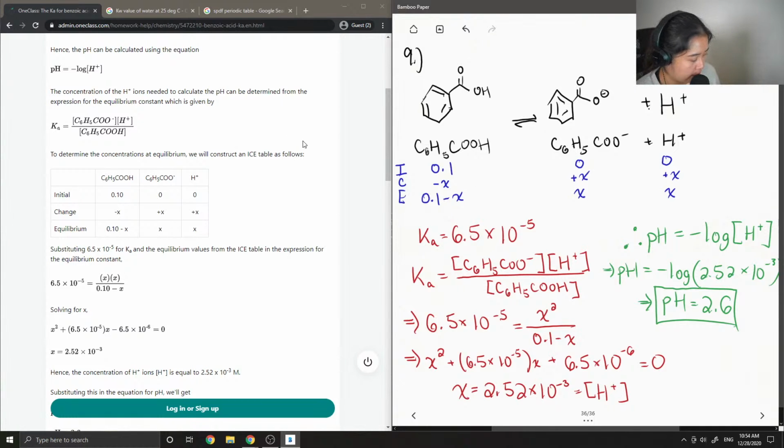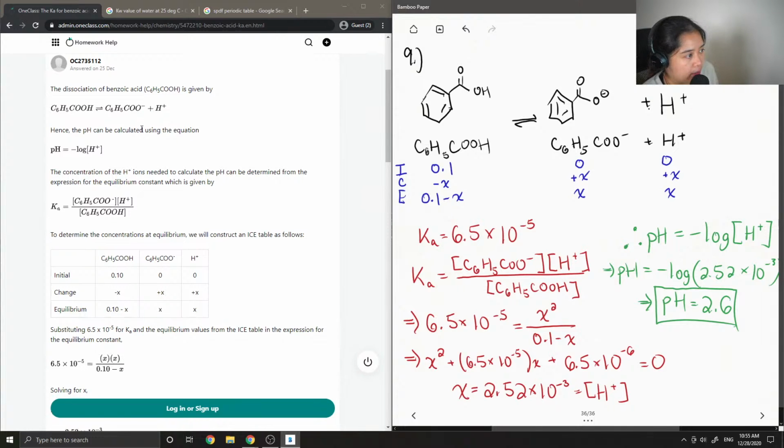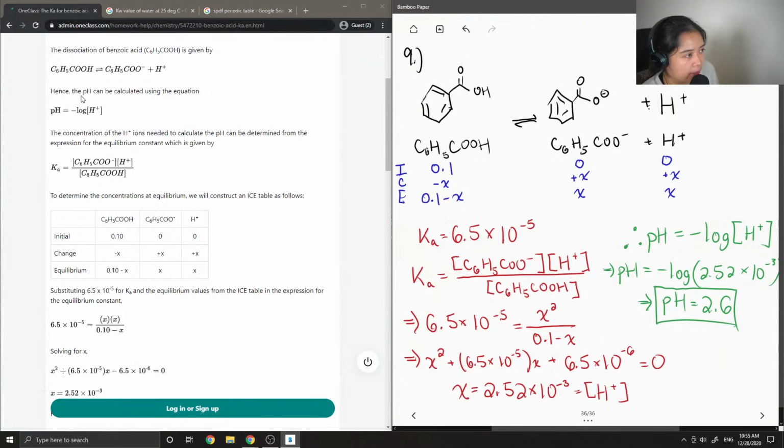Okay, so let's see what the junior tutor said. The dissociation of benzoic acid is given by C6H5COOH, which produces C6H5COO- plus H+. Hence, the pH can be calculated using the equation pH is equal to negative log of the concentration of H+.